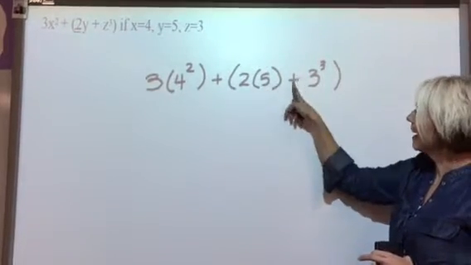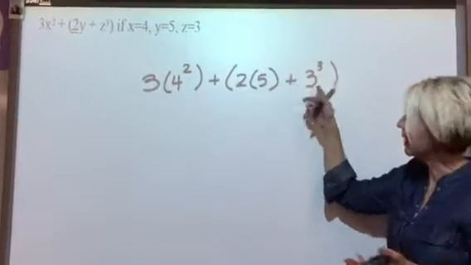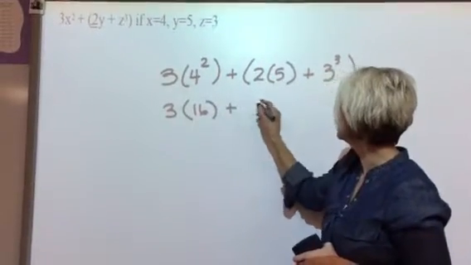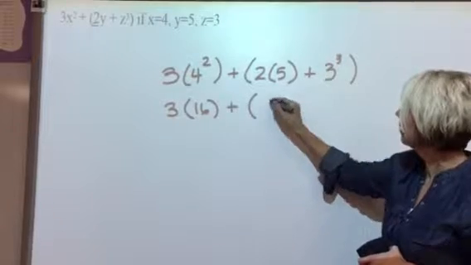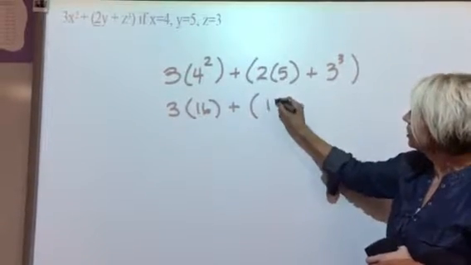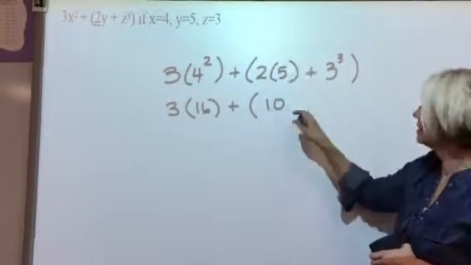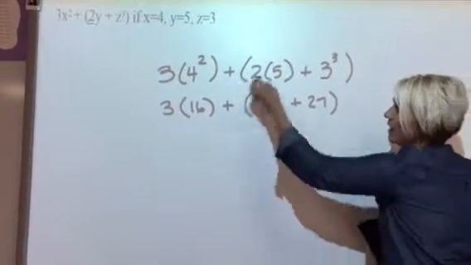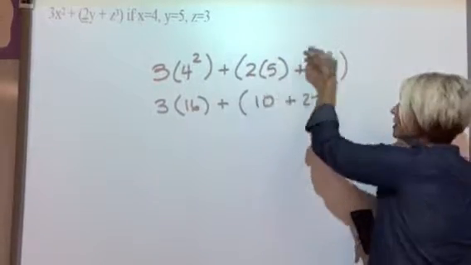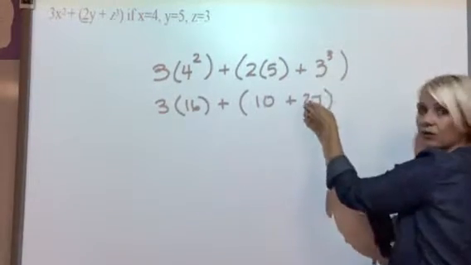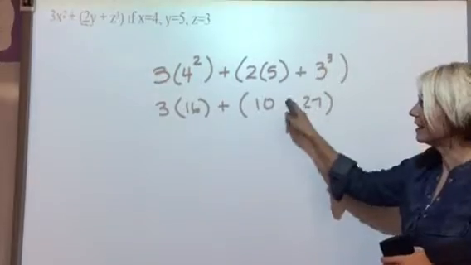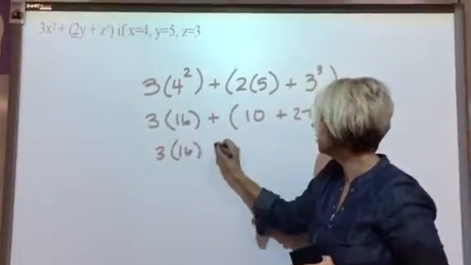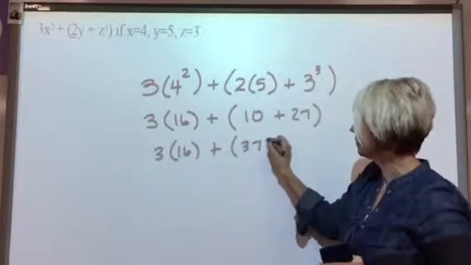Do I multiply first, add first, or powers first? Well, I still go to powers first. So this is 3 times 16 plus, and inside the parenthesis I have, go ahead and do the multiplication here. That's okay, that's not going to hurt anything. 2 times 5, which is 10, plus 27. So I've simplified the multiplication, and I've done the powers, 3 to the power of 3. So I do have to add this before I can do any other work here. So this is 3 times 16 plus 37.